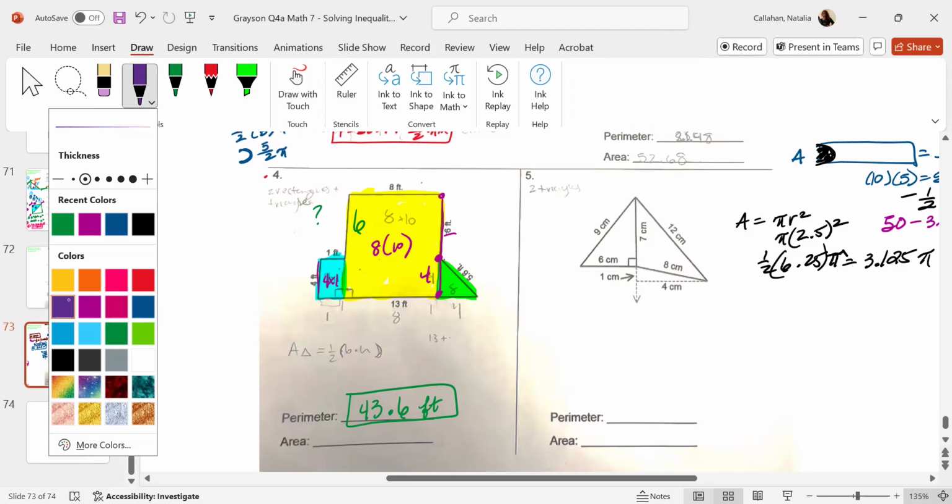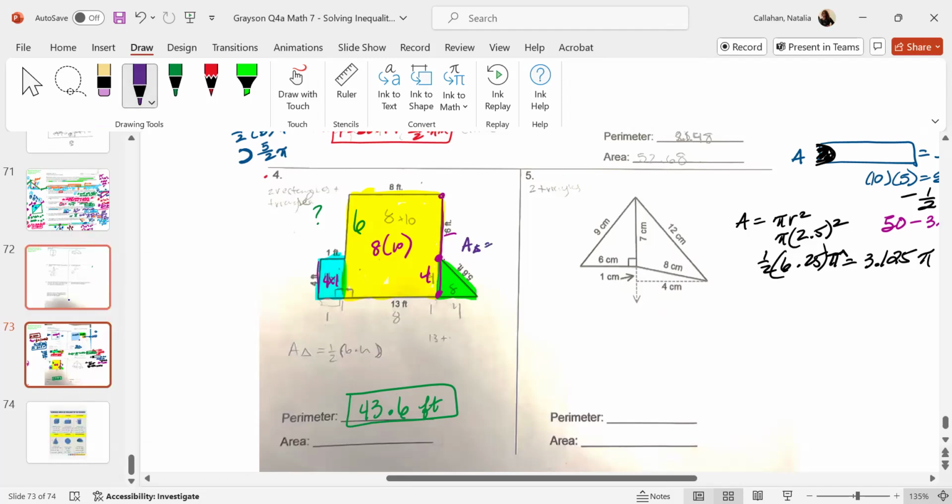This triangle right here. How do you find the area of a triangle? Look at your card. What's your base? No, it's not. 13 is the whole thing. You just want this part right here. That's your base. How do you not know that? How do you get 4? Because it's the same length as the side.